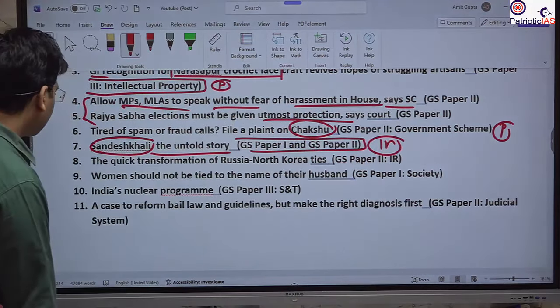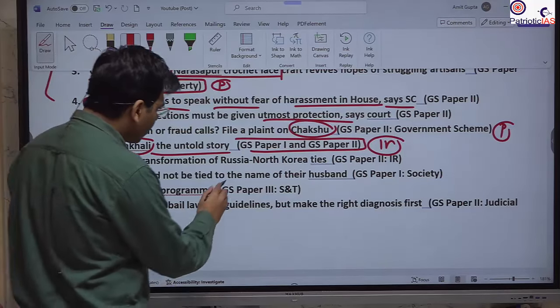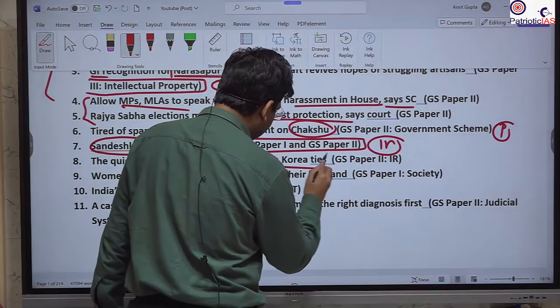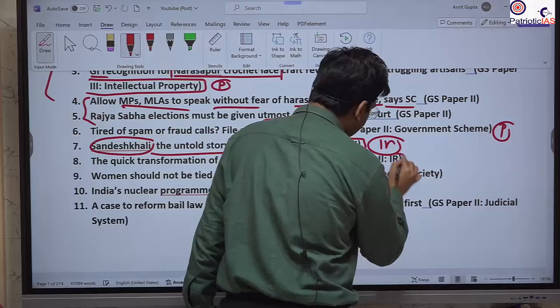Then we will study the quick transformation of Russia-North Korea ties. So it will be under GS paper 2, international relations.